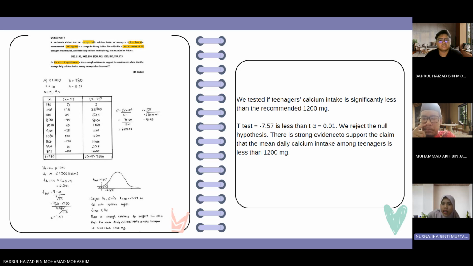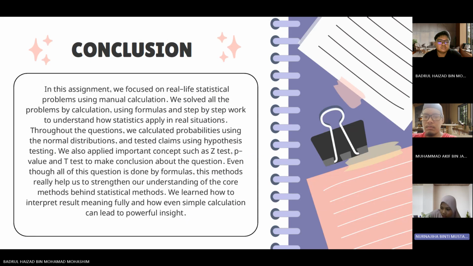We tested if teenagers' calcium intake is significantly less than the recommended 1,200 milligram. So the t-test is equal to negative 7.57, which is less than t alpha, which is equal to 0.01. So we reject the null hypothesis. There is strong evidence to support the claim that the mean daily calcium intake among teenagers is less than 1,200 milligram. Next, for conclusion.